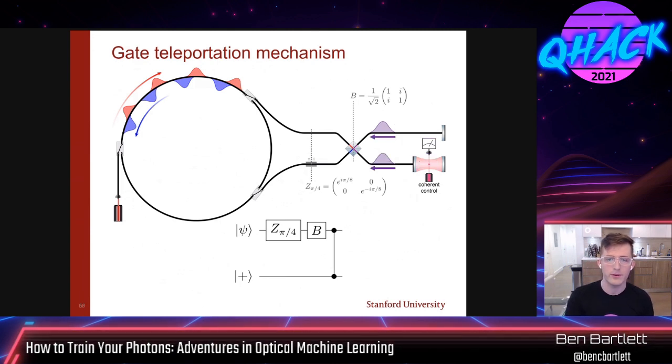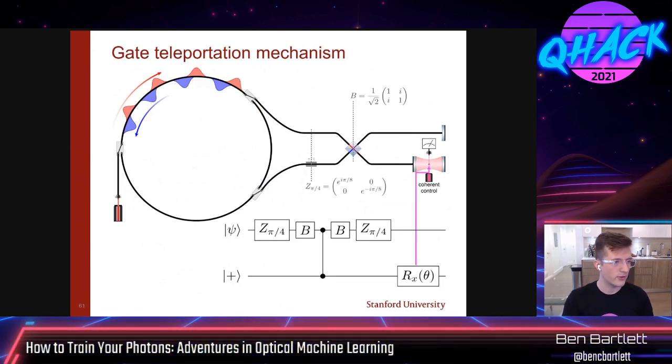Then it's coming back through. It gets reflected. It's going back the other way. Goes back through the beam splitter, picks up another beam splitter matrix, goes back through the phase shifter, and picks up another Z pi over 4 matrix. And then finally, it's back in the storage ring. At this point, we apply an Rx rotation to the atomic state using a timed laser pulse, and then we're going to measure the state of the atom.